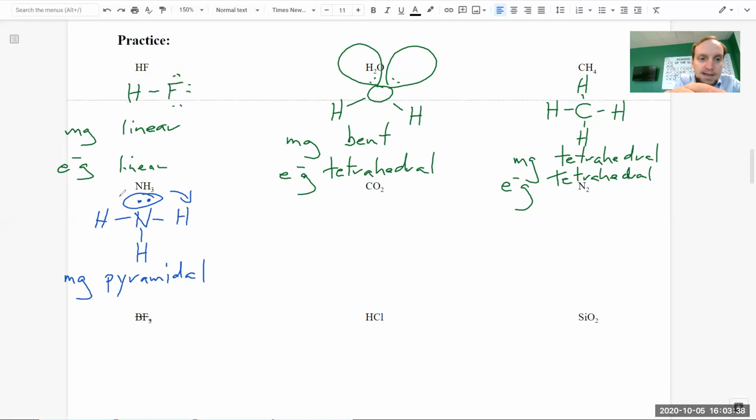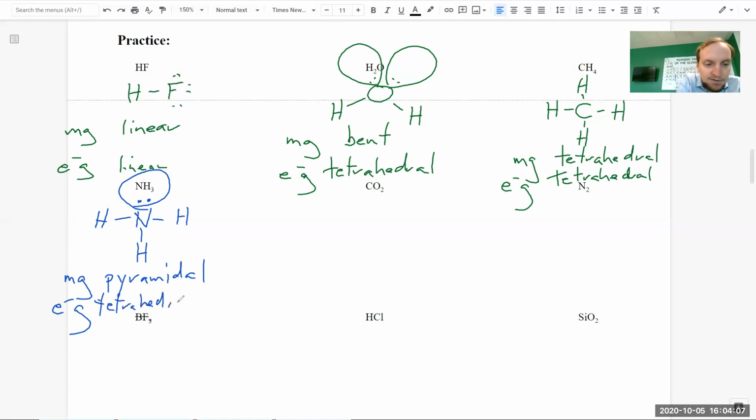Okay, then in that case, we also need to think for our electron geometry of this as an electron cloud. So now we have an H, an H, an H, and an electron cloud, which makes it tetrahedral. So we'd have a nitrogen here, we'd have a hydrogen, hydrogen, hydrogen, unbonded pair of electrons. So that would be tetrahedral.